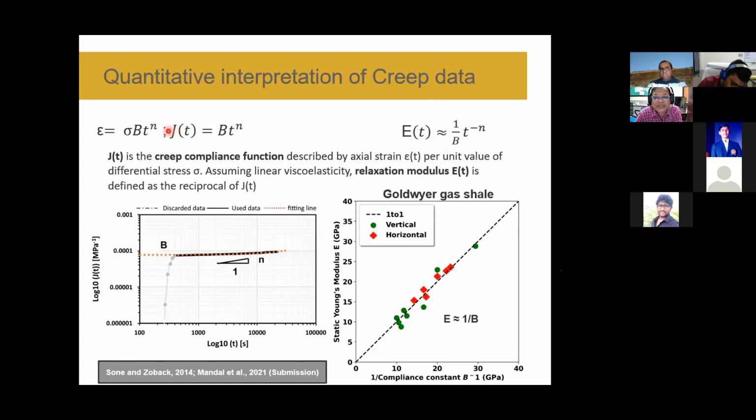In this diagram, we take the creep compliance function to obtain b. We are trying to show here a comparison of the static modulus of the studied samples and the inverse of the 1 over b component. We see almost a linear relationship.